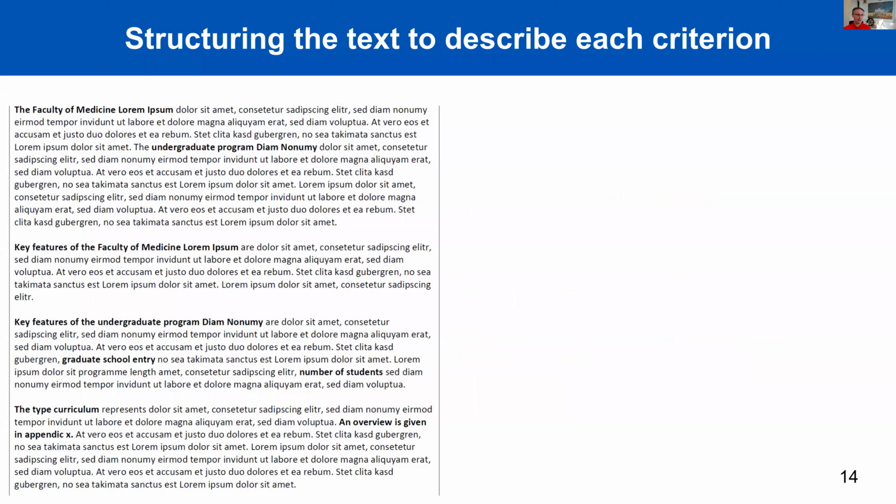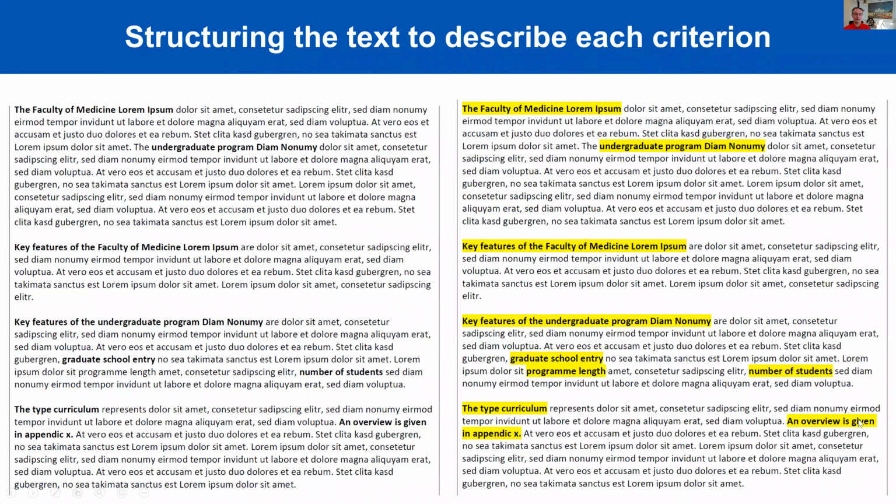Okay, then you write your text as you always do, and here you see a model text. There are a lot of placeholder words in between, but you see that's a faculty of this and the undergraduate program. And if we go to the next slide, I will show you what's really in there and why it's in there.